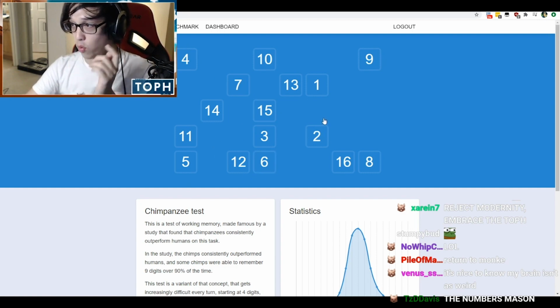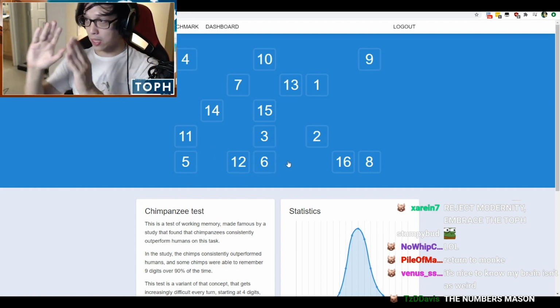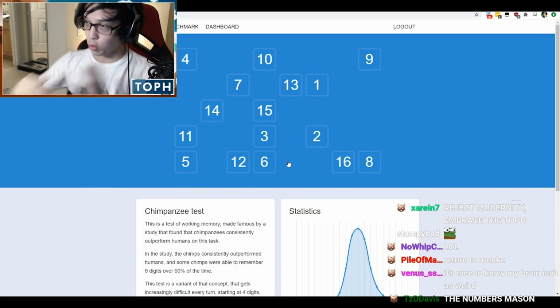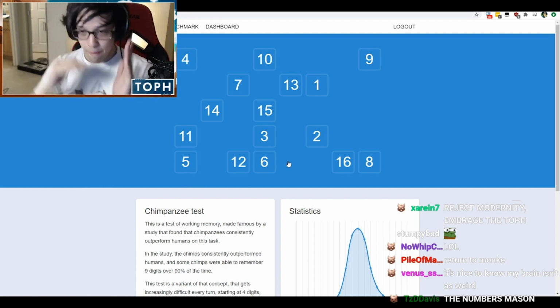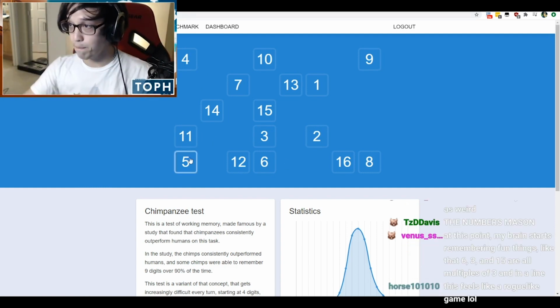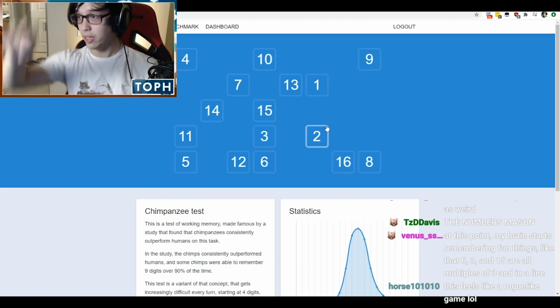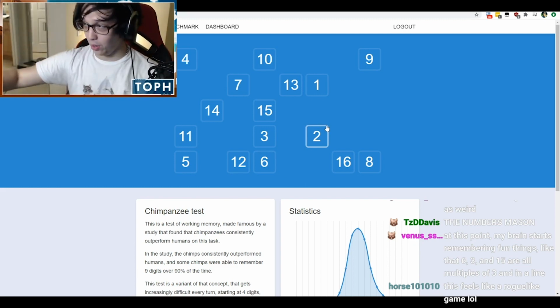4, 5, 6. Okay, 1, 2, 3 we can do. 4, 5, 6 we can do. Little right triangle, big right triangle. Okay? Big right triangle. So L, L, reverse L, L.